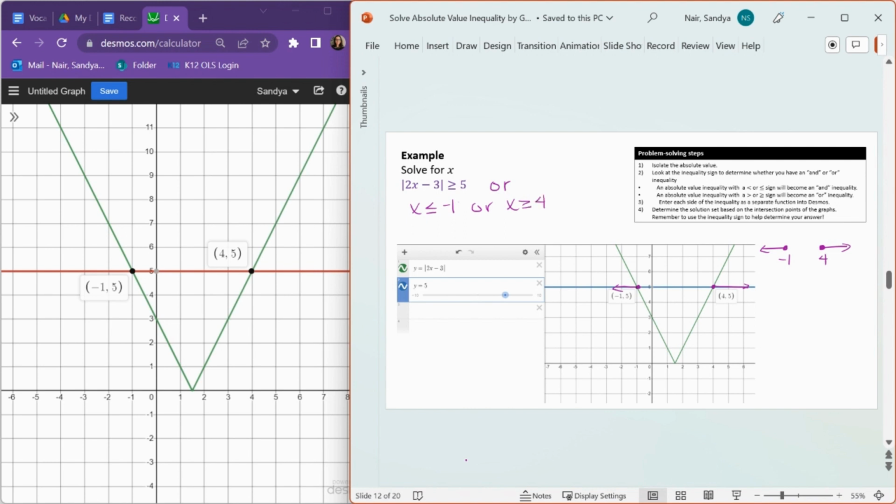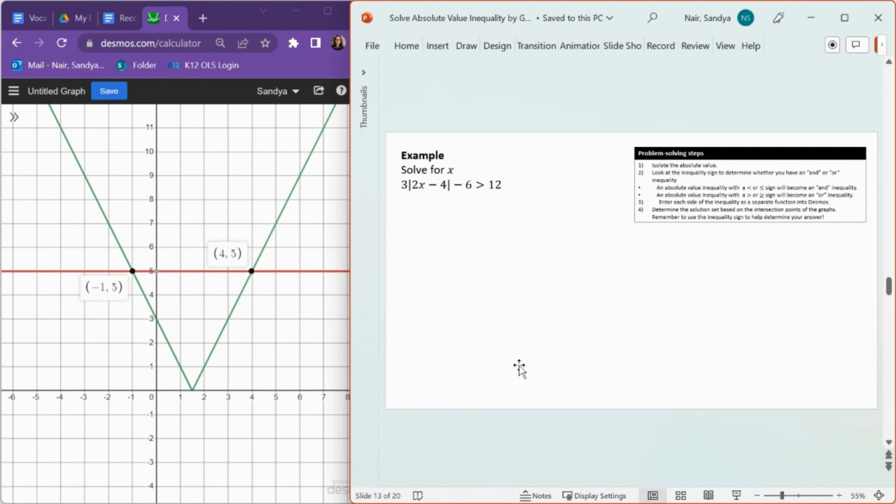We can write this using interval notation with an open parentheses at -infinity and then going to -1, which gets a closed bracket. Remember for or we use the union symbol and then we have closed bracket at 4 and then that goes to +infinity. So we put another open parentheses at +infinity.